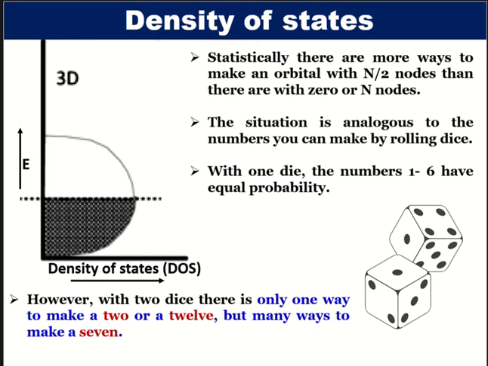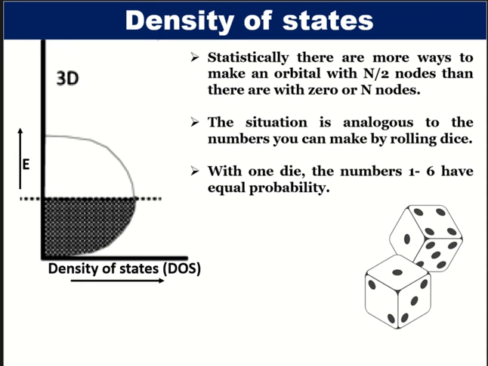There are more ways with which you can attain an orbital with this energy as compared to the most bonding or most anti-bonding energy. The situation is like you have x, y, z coordinates. You have a lot of orbitals, atoms on this side, on the other side. So sorry.